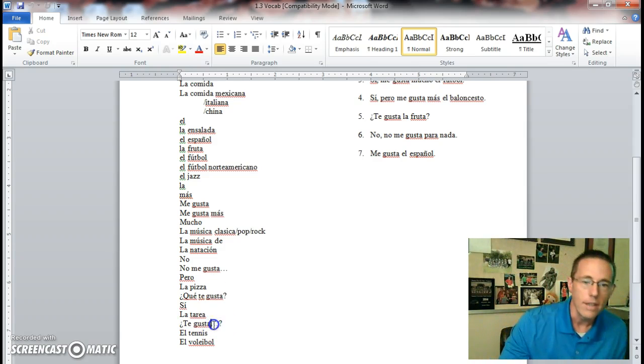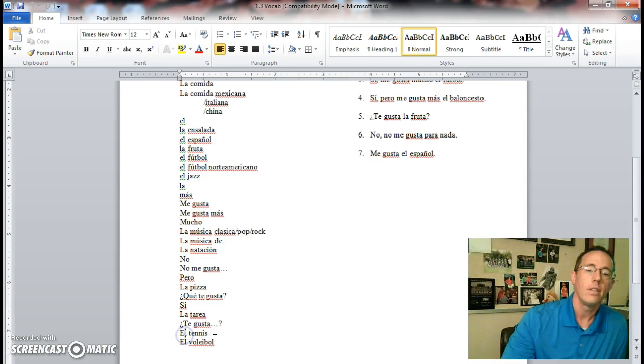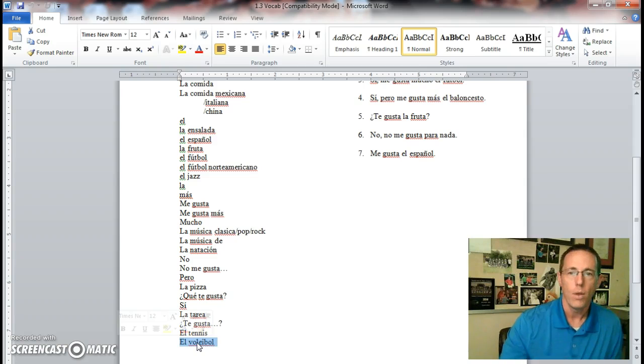Te gusta, as part of a question, asks the question, do you like? And notice there's three little dots afterwards. That's just to show us that you would add something that you might like afterwards. Like, ¿te gusta la pizza? Do you like pizza? ¿Te gusta el baloncesto? Do you like basketball? And so on. El tenis is tennis. And el voleibol is volleyball. Muy bien. So a lot of cognates when it comes to sports, related words in both languages.